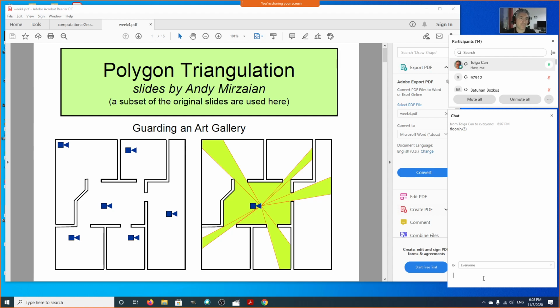So for example, if a company comes and says, this is your gallery, you have to purchase n over 2 cameras to guard the entire polygon, you should not believe that company, because they are probably trying to sell you more cameras than are needed. It's possible to do that with n over 3 cameras, not n over 2. But as I said, this is an upper bound. For certain polygons, the actual minimum number of cameras may be smaller than this number.